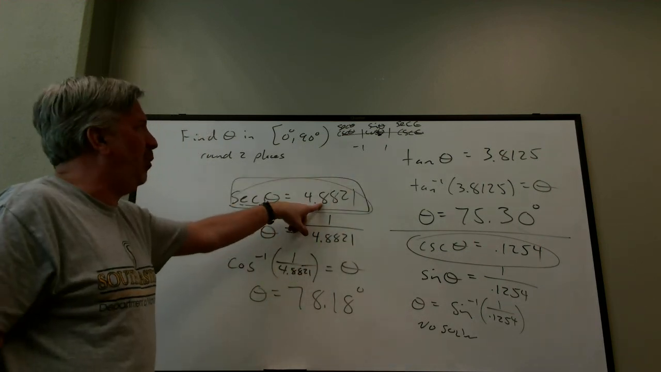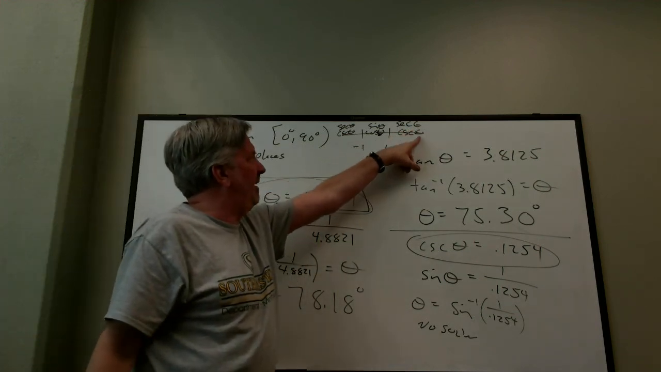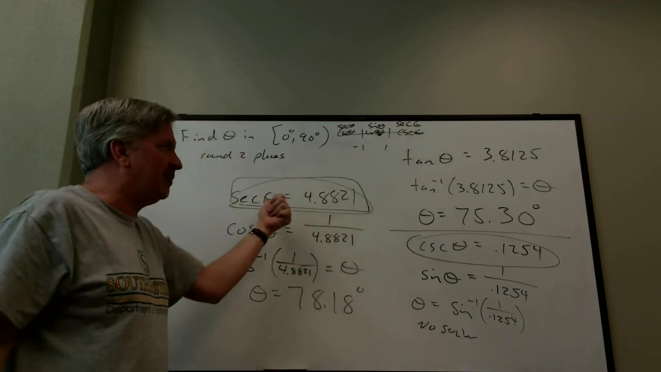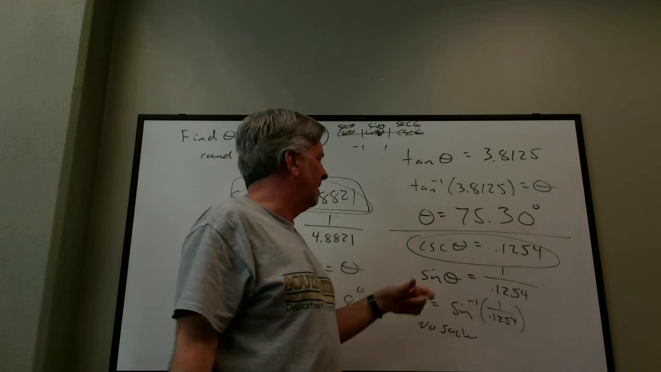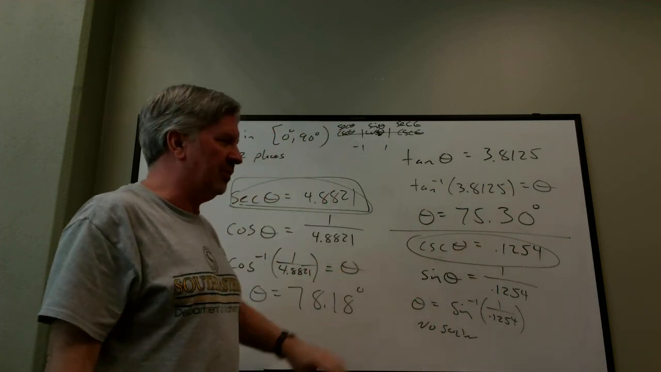Secant can be 4.882. Right? 4.882 is bigger than 1. There's going to be an answer here. Tangent can be anything. There's going to be an answer here. Now here, cosecant cannot be 0.12, so there can't be an answer.